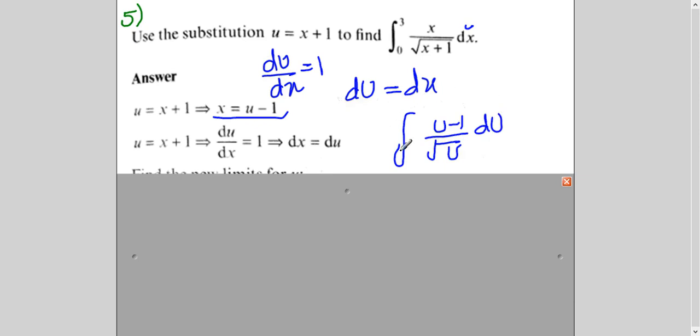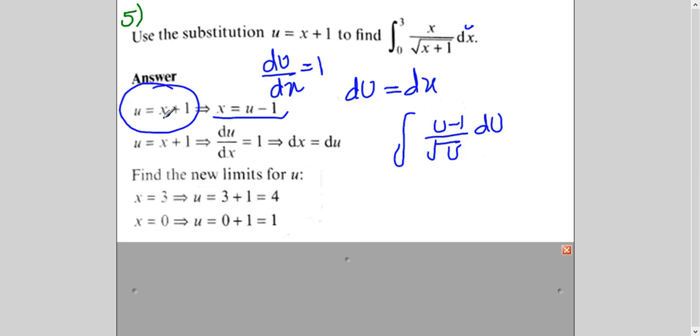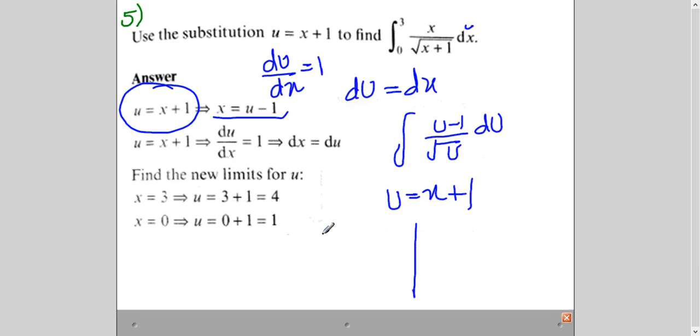Okay. But what limits will you take? Now let's see the limits. Let me write here because this looks too much here. So how do you do it? You say when x is 0 and when x is 3. If I plug in here, my u will be 1 because 0 plus 1 is 1. And here my u will be 4 because 3 plus 1 is 4. So my limits will be 1 to 4. Okay, so limits will be 1 to 4.